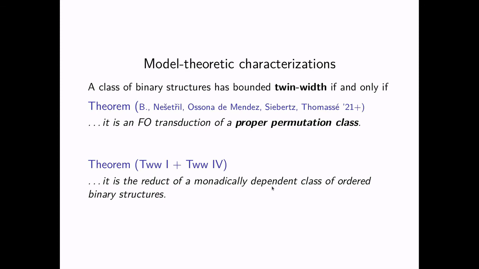Now in the other direction, if you're of bounded twin-width, then there is a canonical order such that all your contractions will be on things that are consecutive. So when you add this order to your structure, you don't change the twin-width. You keep the twin-width bounded. But now you're in this older world where bounded twin-width is equivalent to monadically dependent. So this gives you the other direction.